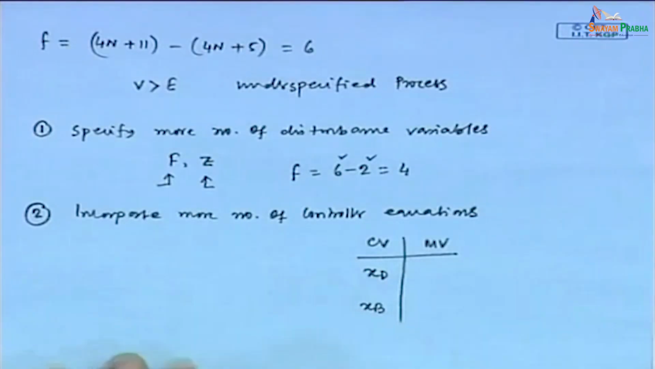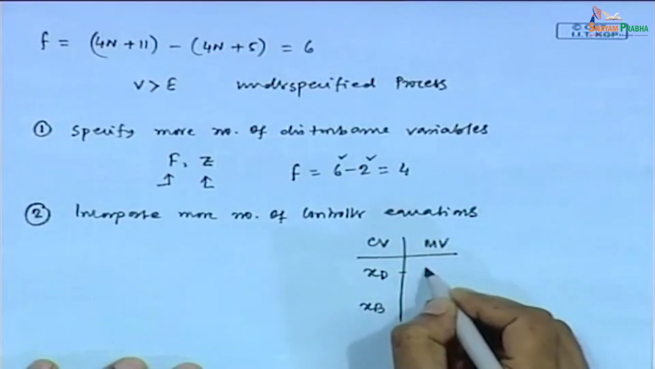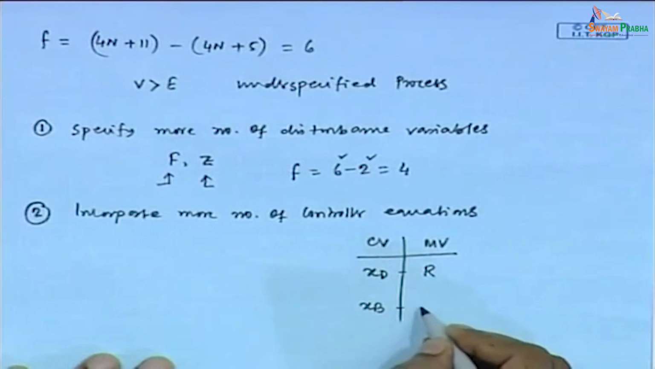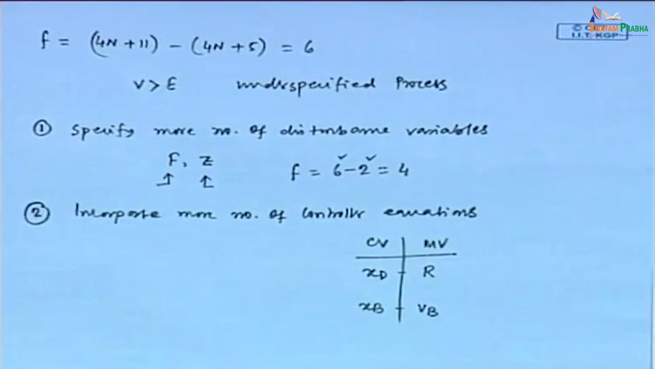Another controlled variable we can consider, that is the bottom product composition, XB. Fine. Now, what will be the manipulated variable? For XD, we can consider the manipulated variable, that is reflux flow rate, and for the bottom purity we can consider the manipulated variable as vapor boil up rate. Fine. These are the standard controlled variable, manipulated variable pairs.